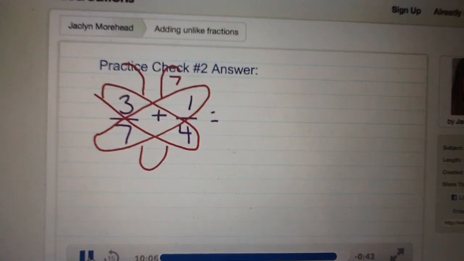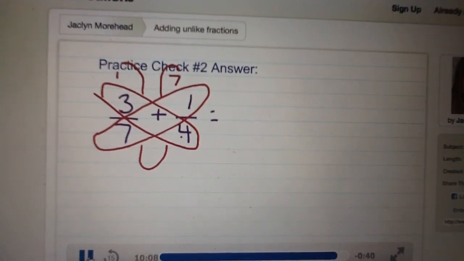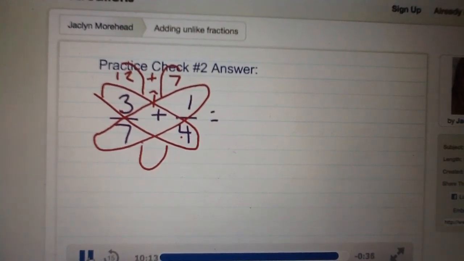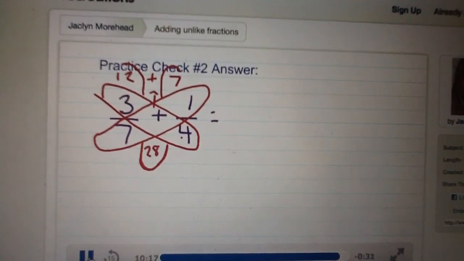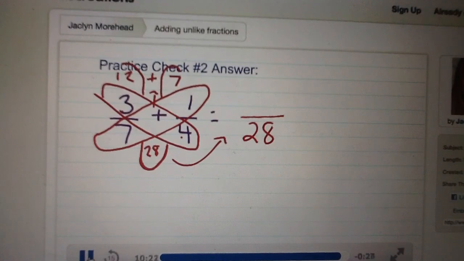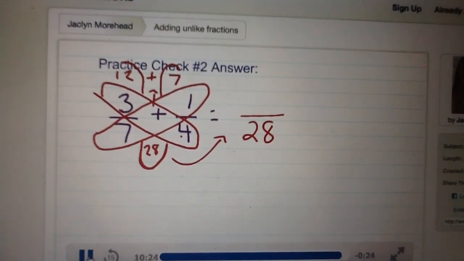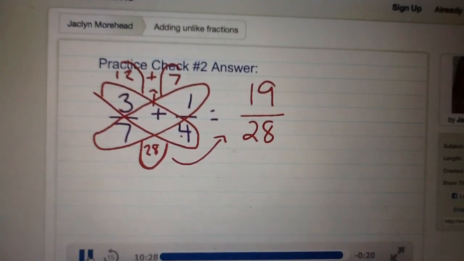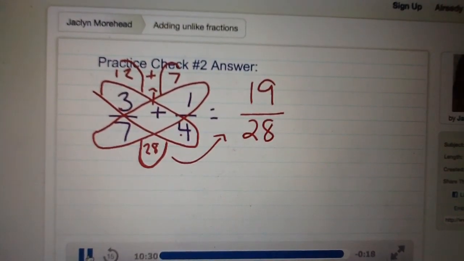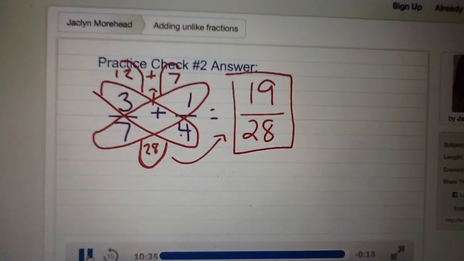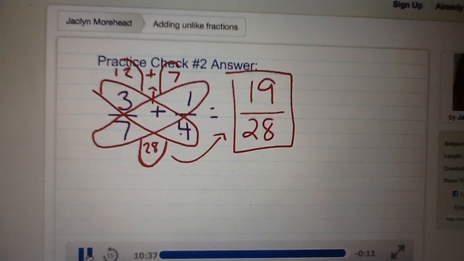7 times 1 equals 7. 4 times 3 equals 12. I'm going to just draw my symbol right up above. And then since these two connect, 7 times 4 equals 28. So my denominator is going to be 28. And 12 plus 7 is 19. From what I know, 19 is a prime number, so this is my final answer. There's nothing that 19 and 28 have in common.